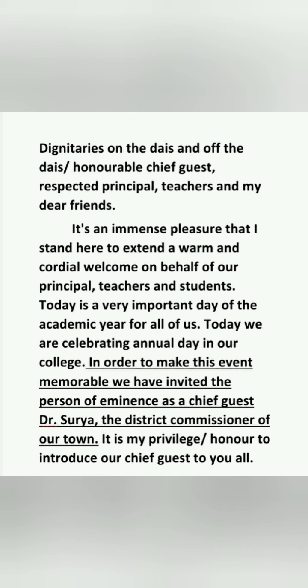Dignitaries on the dais and off the dais. You have to start like this. This is the introduction of the speech, which is very important, for 1 mark, as I told you in the last class. Or you can just start the speech as: honorable chief guest, respected principal, teachers, and my dear friends. This is how you can start the speech.